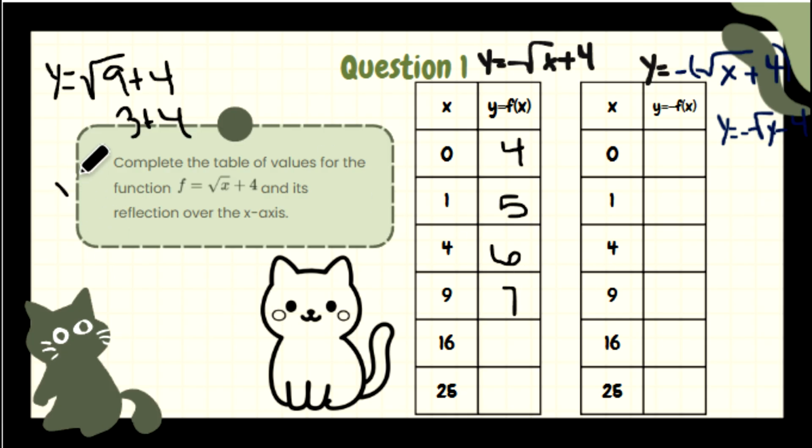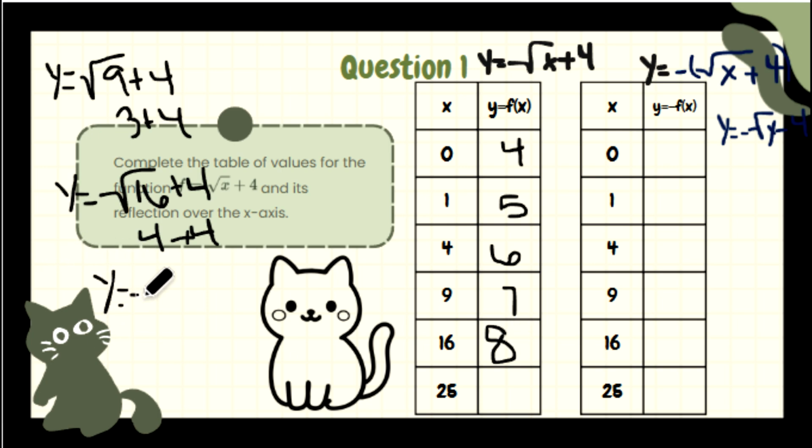Now we have y is equal to the square root of 16. This is why we're using those weird x values, so we can get nice, pretty square roots. This becomes 4 plus 4, so our next value is 8. And finally we have 25. y is equal to the square root of 25 plus 4, which becomes 5 plus 4. And now we have 9.